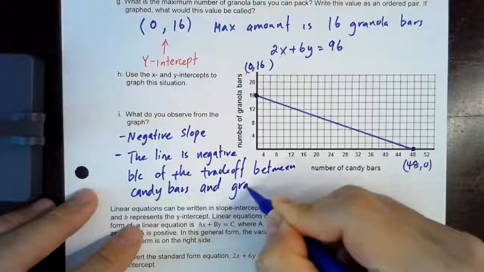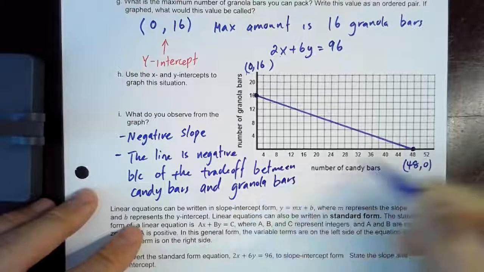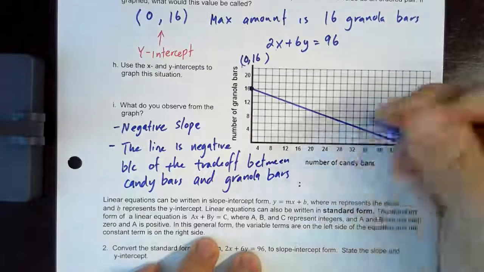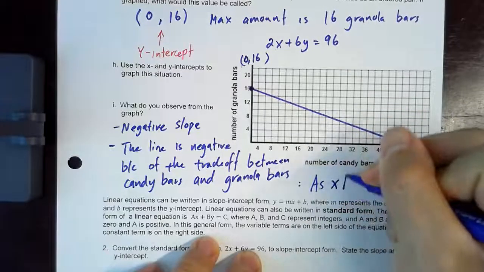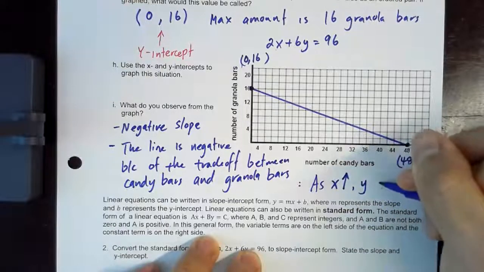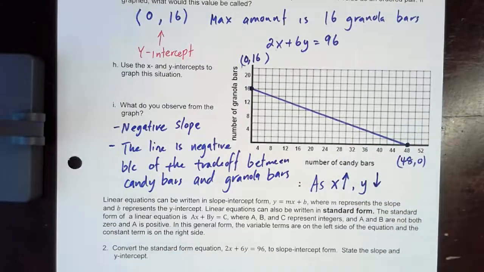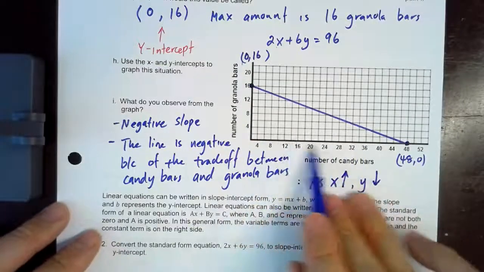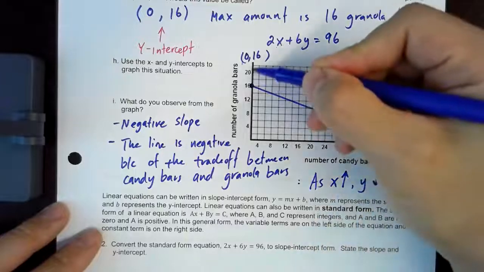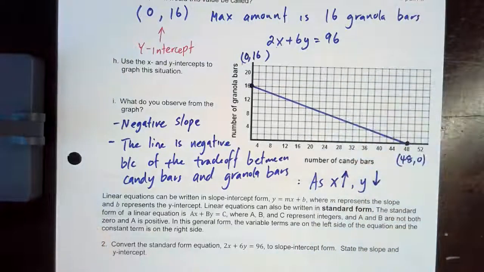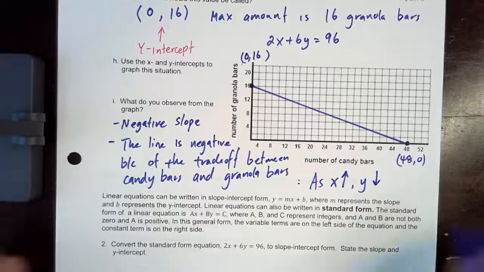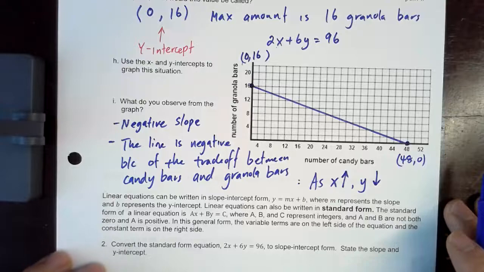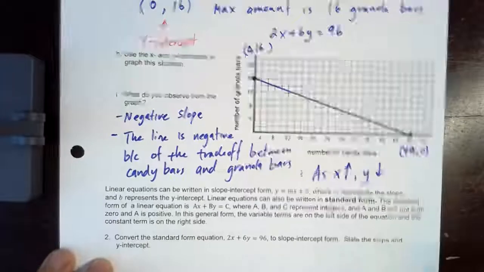between candy bars and granola bars, right? And quite literally, for us to write it in a math way, you would say, as x increases, y decreases, and vice versa, right? As you increase the number of candy bars you want, your granola bars have to decrease. There's a trade-off between the two, right? And that's why there is a negative slope.